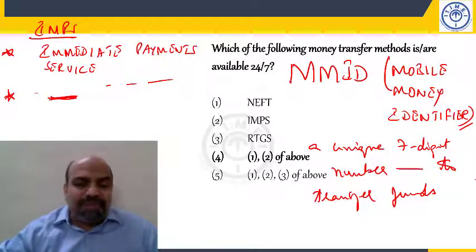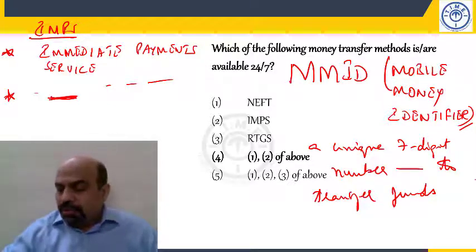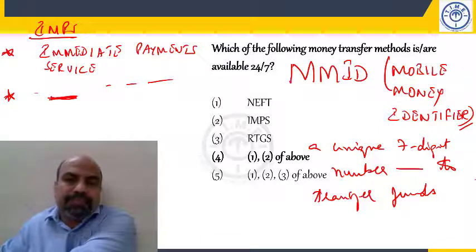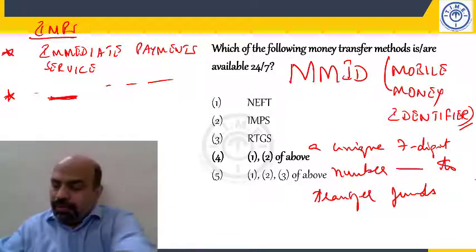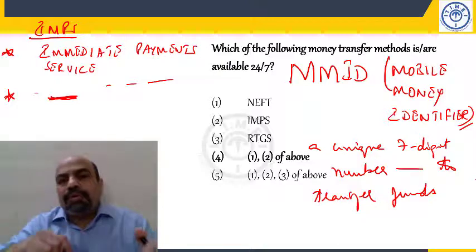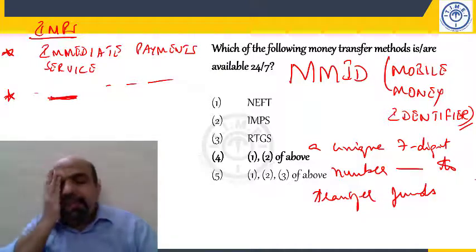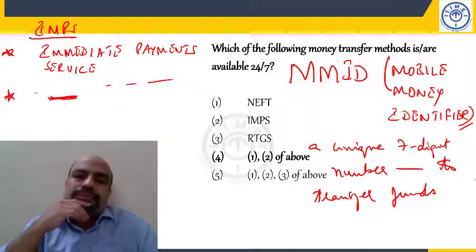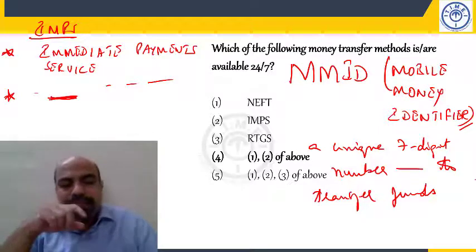Okay, now the last one. No lower limit, while the upper limit is rupees 2 lakh.